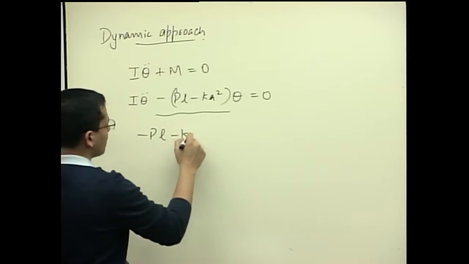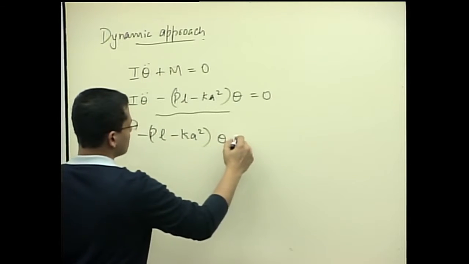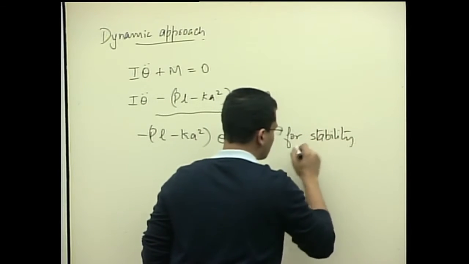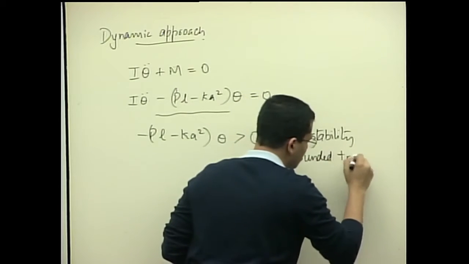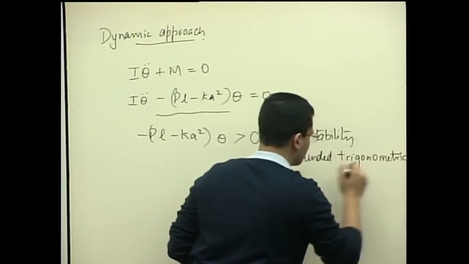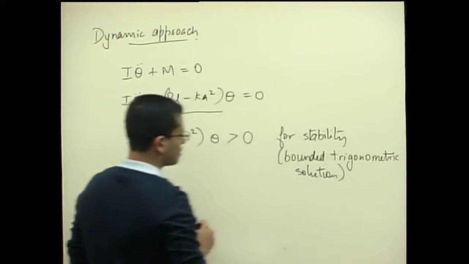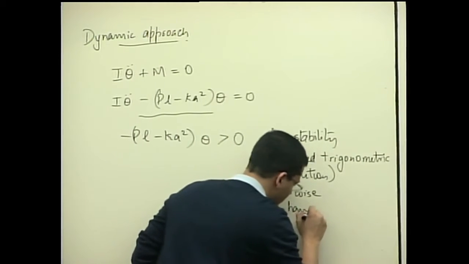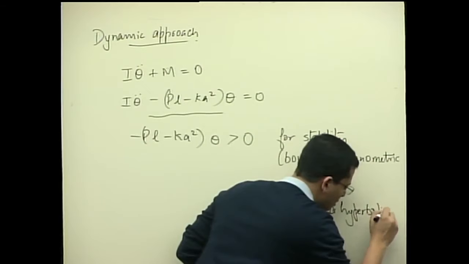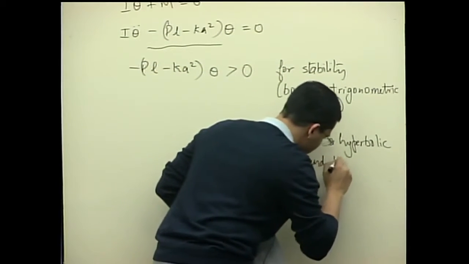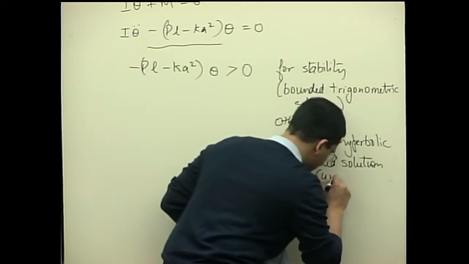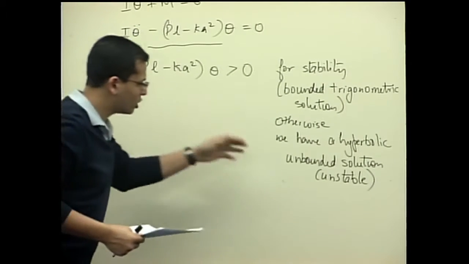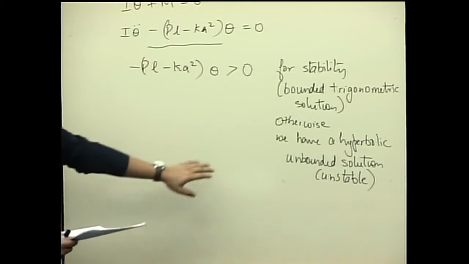So minus PL minus Ka square times theta is greater than 0 for stability, or bounded trigonometric solution. Otherwise, we have a hyperbolic unbounded solution, which is unstable. If we have a hyperbolic unbounded solution, the magnitude will keep increasing, so we won't have stability.